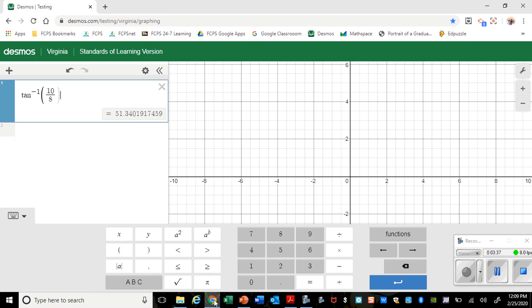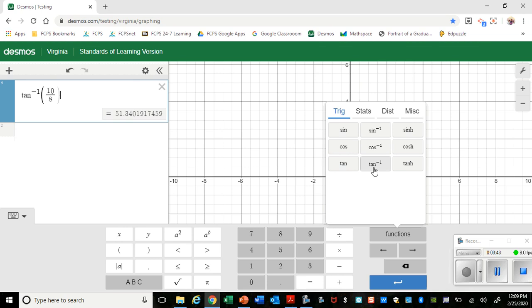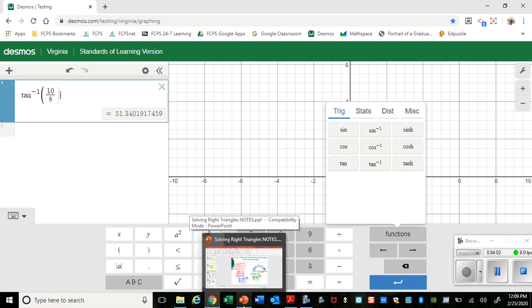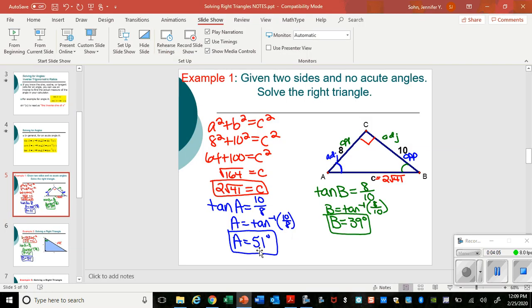Everybody go to Desmos. We're going to click on this button right here. After you click on this button, you're going to put 10 divided by 8, and that's the ratio, and this gives you the degree, the angle measurement of the ratio that you put in. This is opposite over adjacent, 10 over 8. So it's 51 degrees. Everybody try this on Desmos, please. So 51 is the angle measurement here. So you can just do 180 minus 90 minus 51, you get 39. You can just subtract and get the remaining measurement.